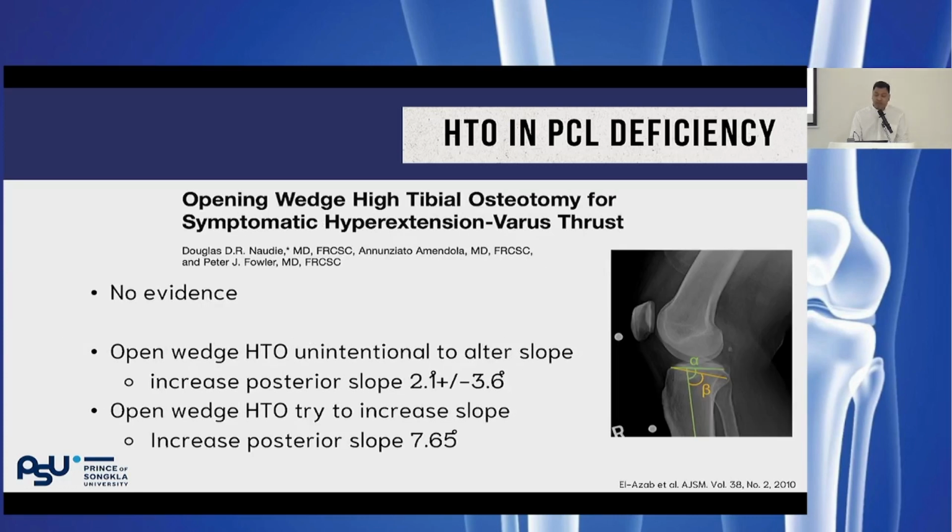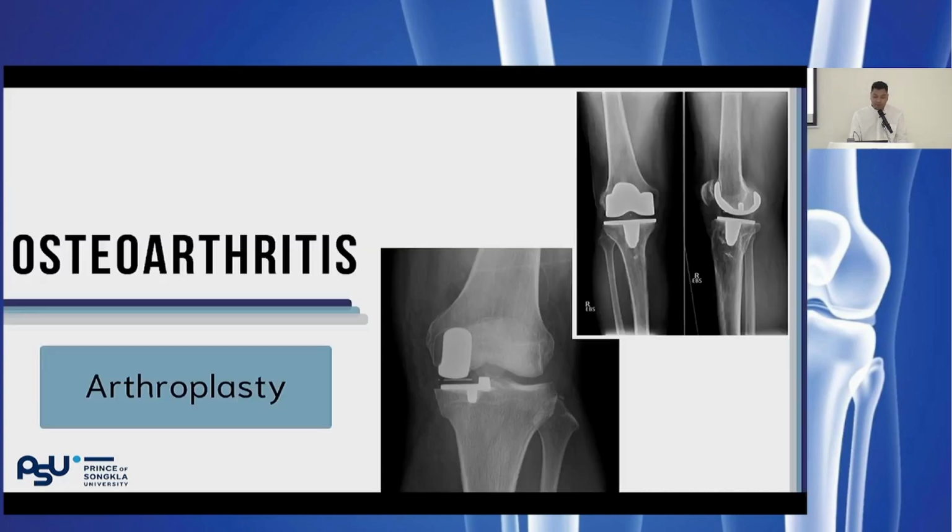So, how much should we correct the tibial slope? Until now, there is no evidence for the ideal posterior slope. An opening wedge osteotomy can increase the posterior tibial slope to 7 degrees. In patients who eventually have severe osteoarthritis in the medial compartment or tricompartment osteoarthritis, UKA or TKA may be chosen.